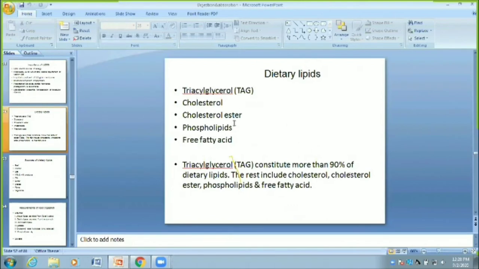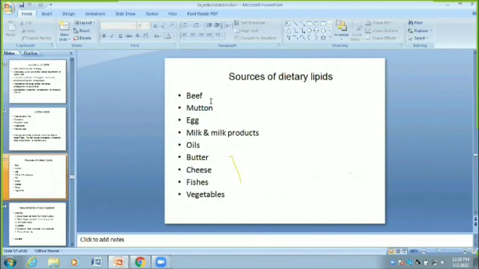Dietary lipids: triacylglycerol, cholesterol ester, phospholipids, free fatty acids. Sources of the dietary lipids: beef, mutton, egg, milk products, butter, cheese. Even vegetables can contain some lipids. Okay.